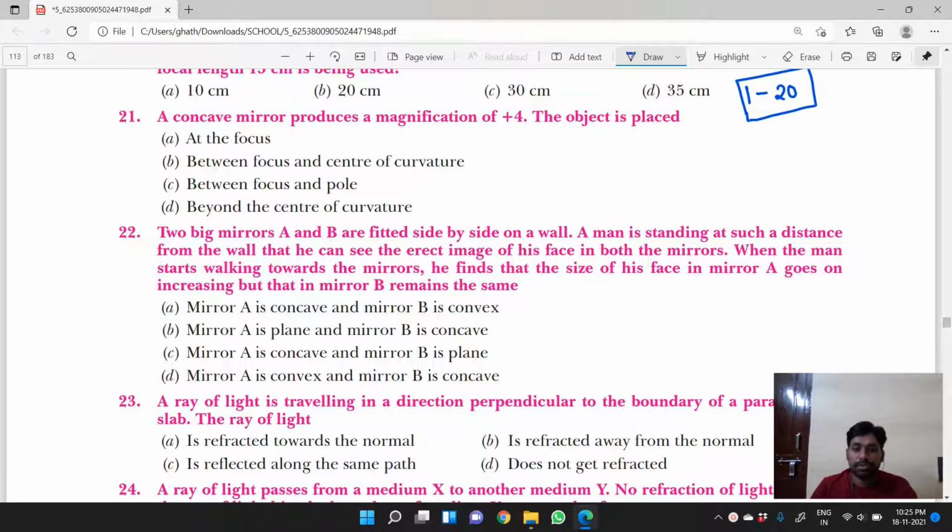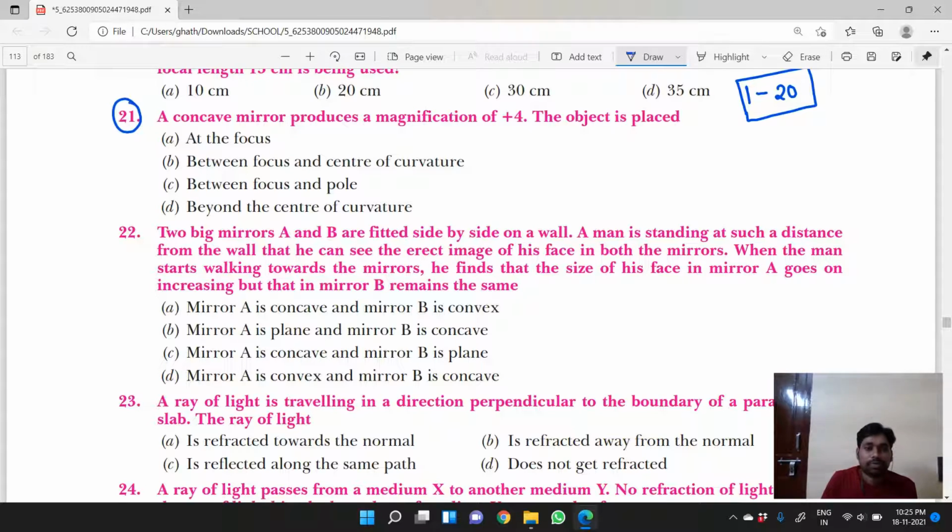Myself, Hatira, working as a physics teacher for the past 10 years. Today I want to explain the remaining questions of the light reflection and refraction part, which are related to CBSE term examination objective test based questions.